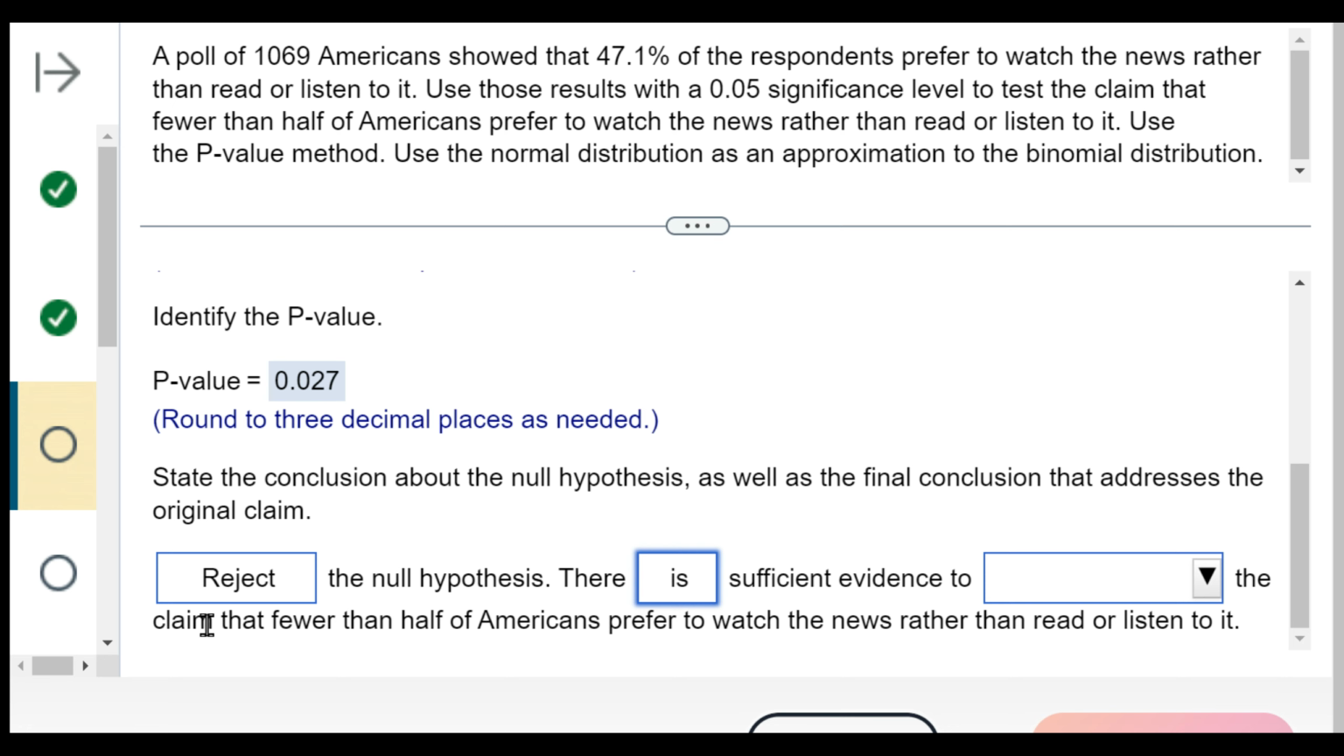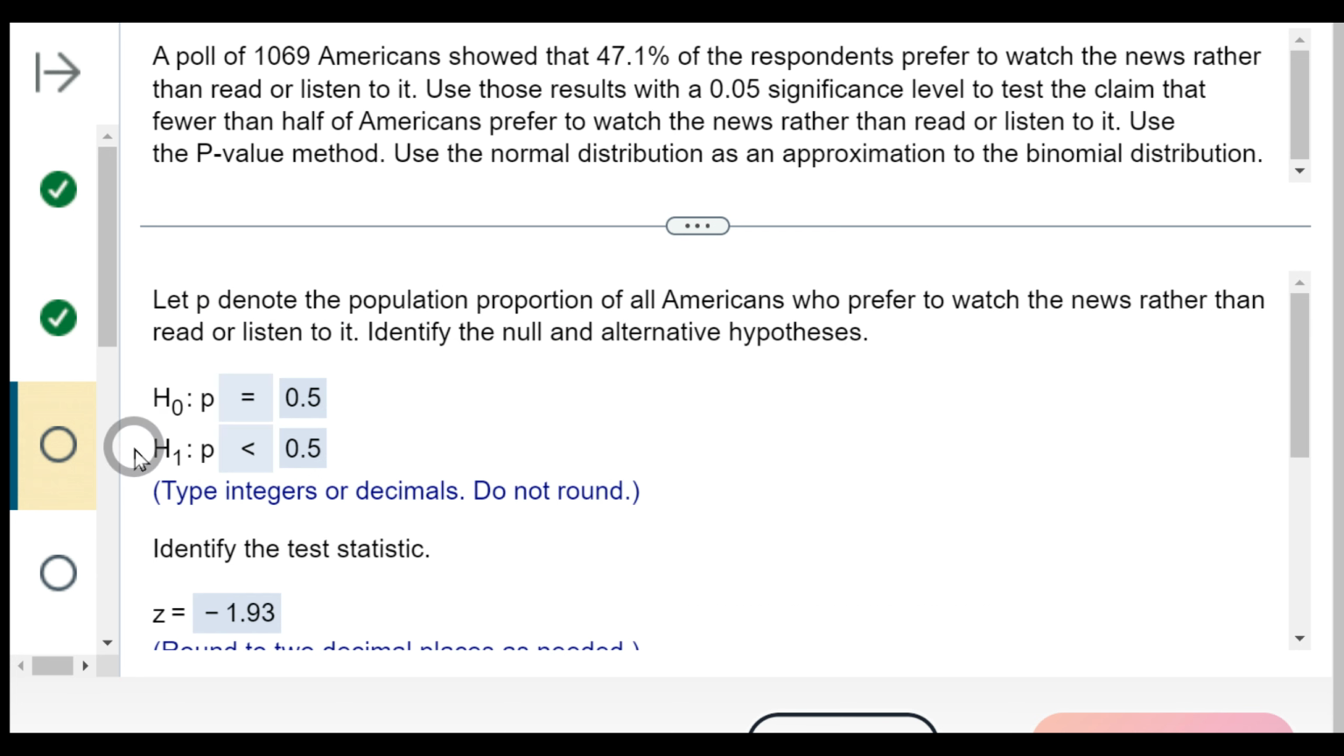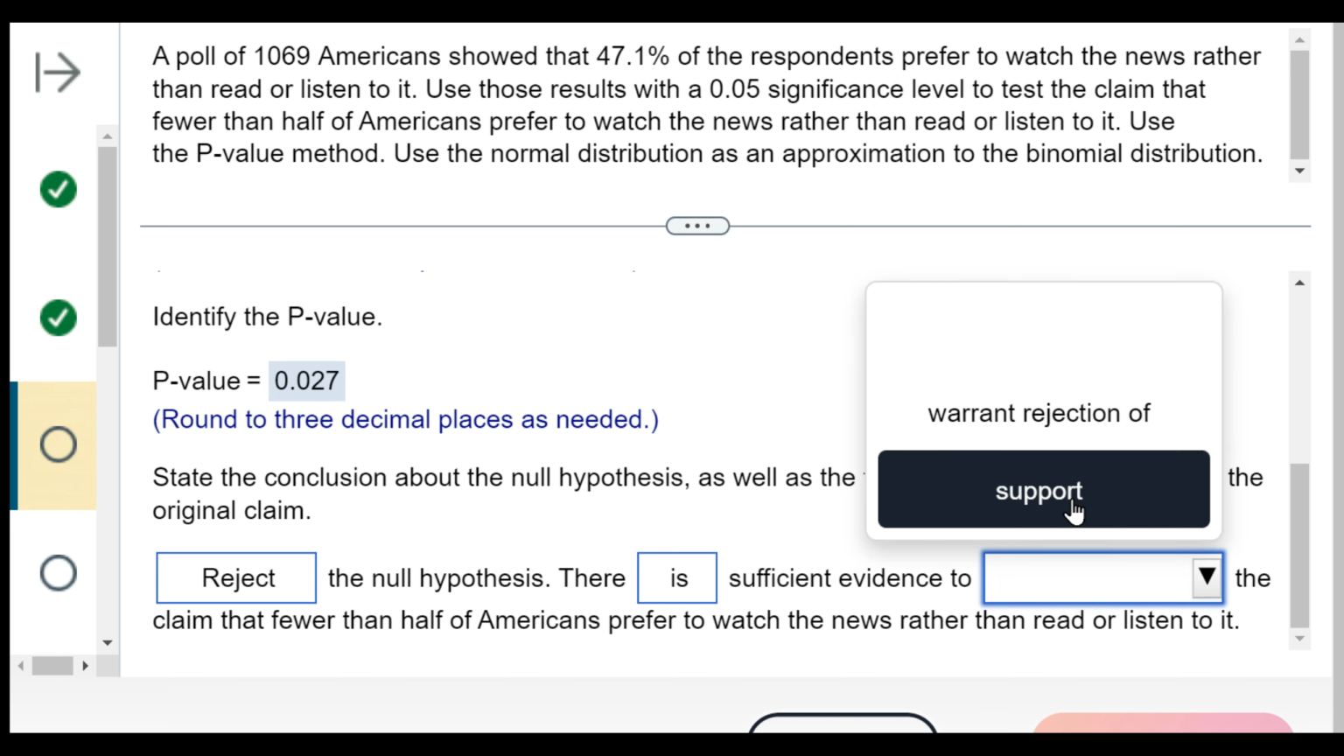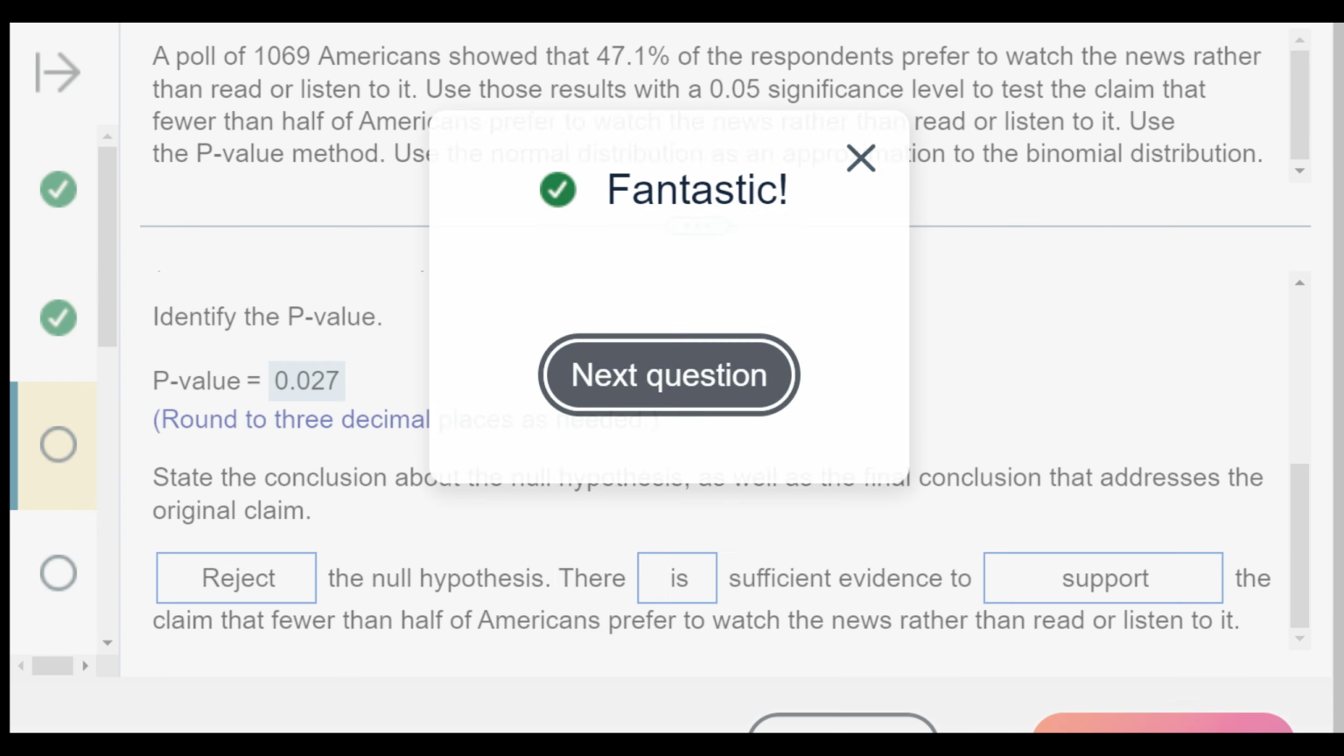So I'll look here at this. What are they talking about here? They're talking about the claim that fewer than half. That's the alternate. Well, we rejected the initial. That means we support the alternate.